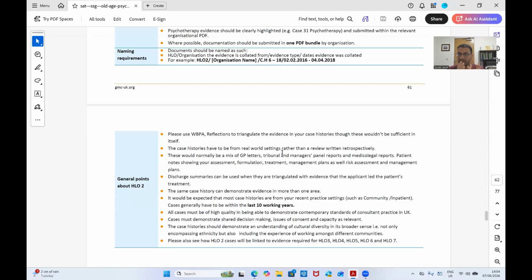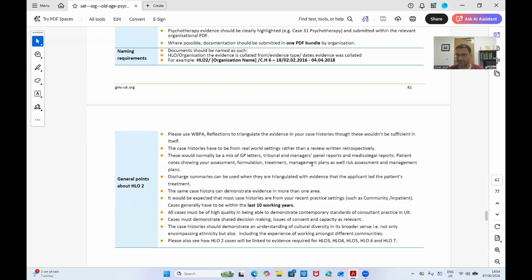But those minutes, where they could demonstrate your active role as a lead, or that you've chaired that meeting, make sure that you're including that to triangulate the evidence, along with your comprehensive case history. And you can add a reflection or a workplace-based assessment to triangulate that evidence. It has to be real world settings. So the GP letters you're sending or the tribunal report, everything has to be real world primary evidence.